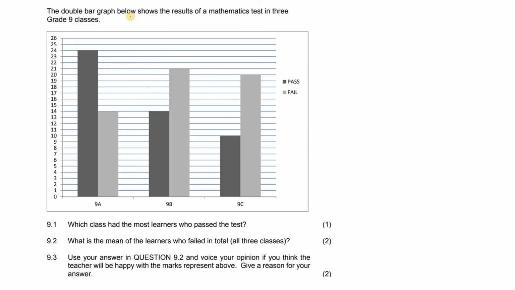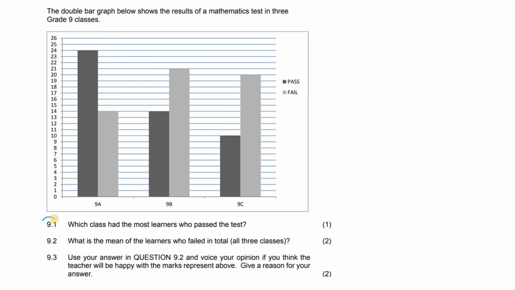The double bar graph below shows the results of a mathematics test in 3 grade 9 classes. Okay, so you've got 3 classes. You've got 9A, 9B, and 9C. And it looks like, so for example, in class 9A, there were 24 people who have a dark gray, which means that they passed. And then there were 14 people who have a light gray, meaning that they failed.